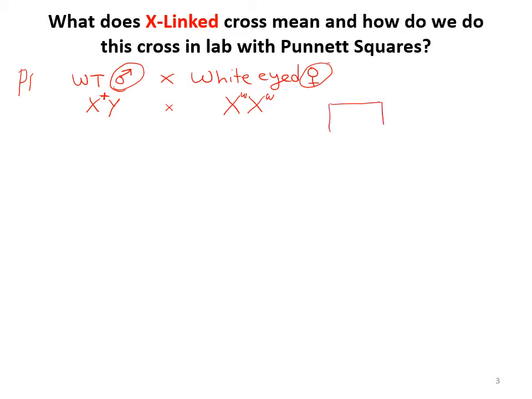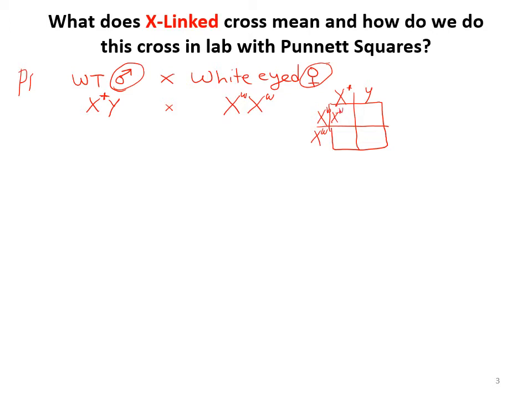So you do your Punnett squares just like you normally would, where you put the gametes from one parent on one side and the gametes from the other parent on the other side. So our first parent, we said, has an X plus and a Y chromosome. The second parent has XW and XW. Okay, and then you would fill this out just like you would any other cross.